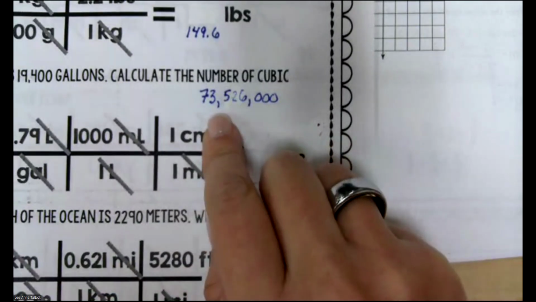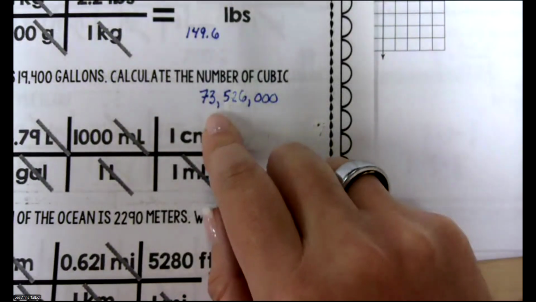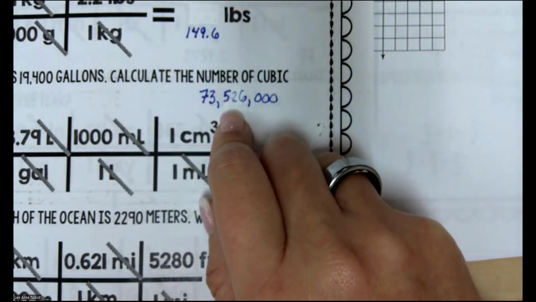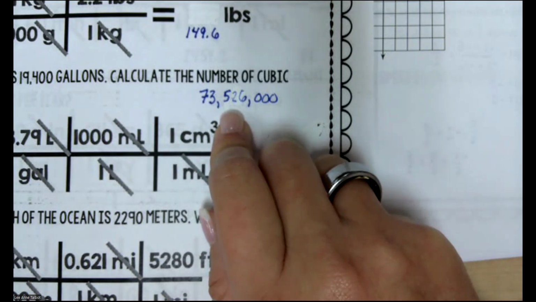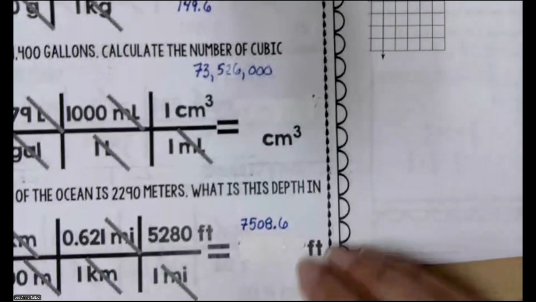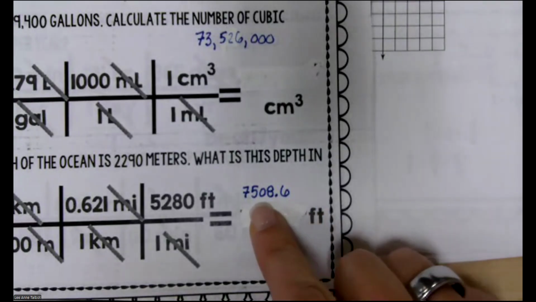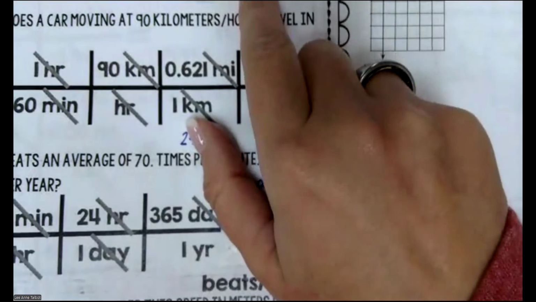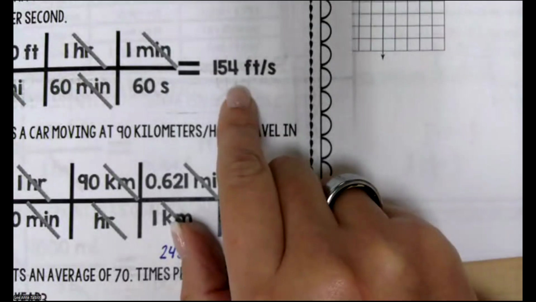Number 7, this is a fun one. 73,526,000. Yikes. You probably thought you did it wrong. These are spicy. Okay, and then number 8, 7,508.6. Okay, now flip to the back. Number 9, 154.